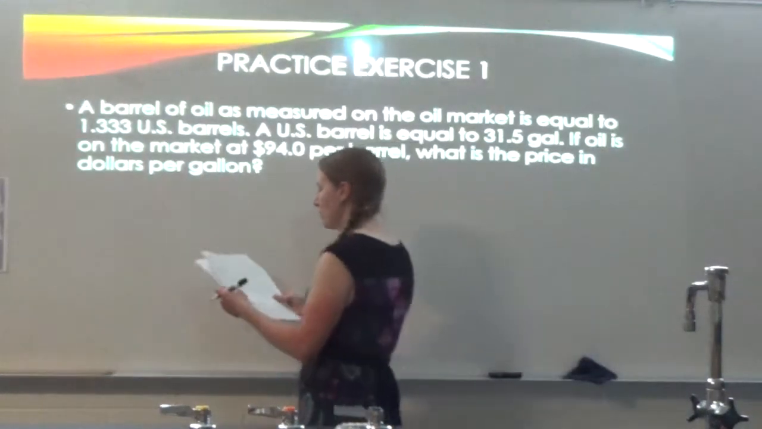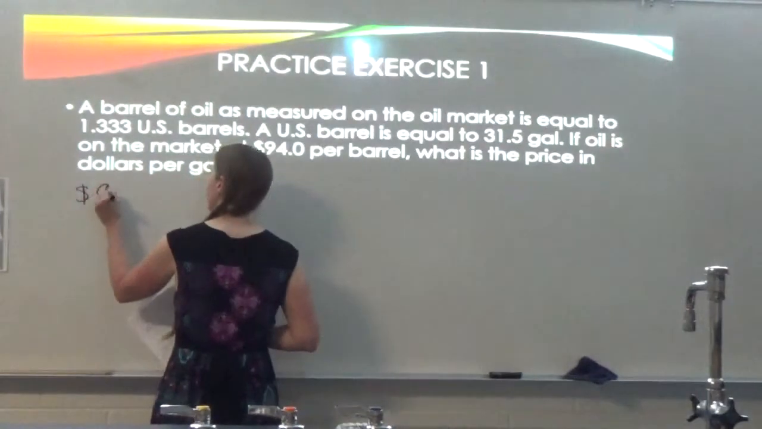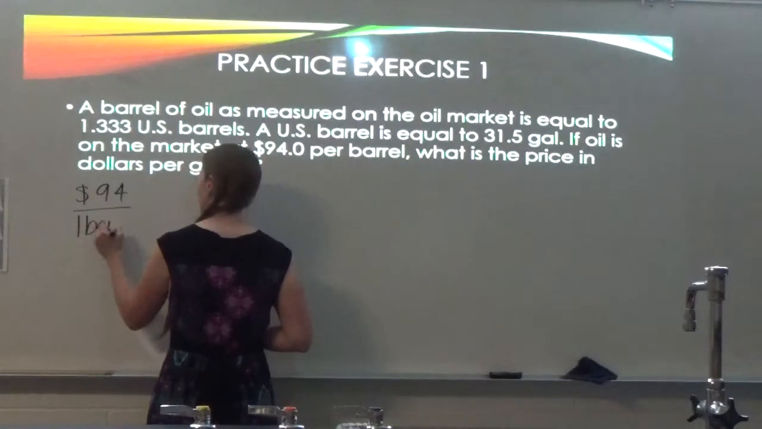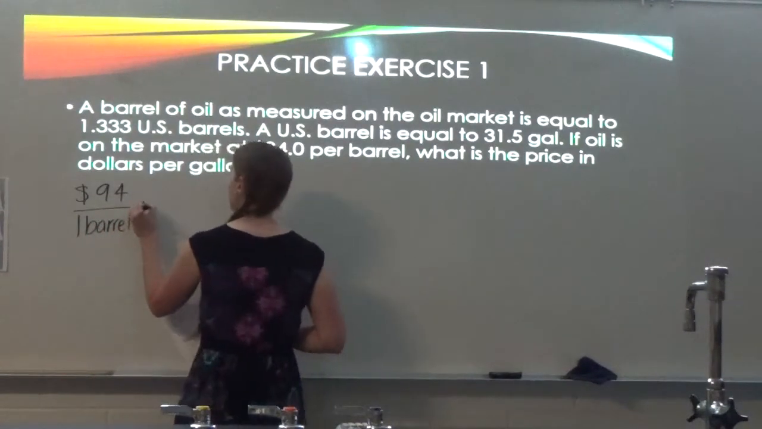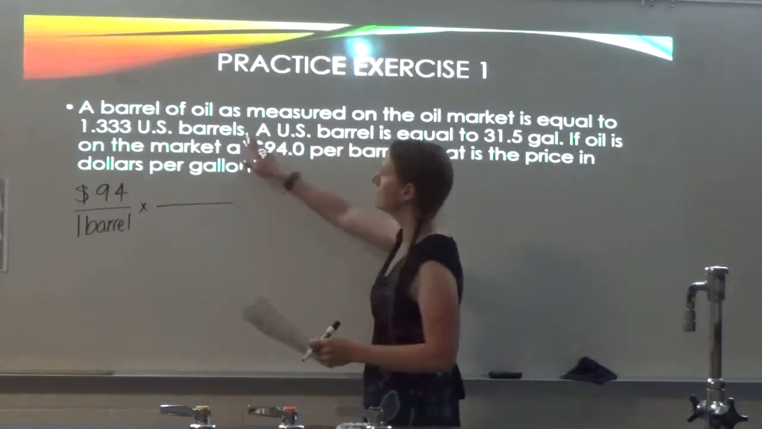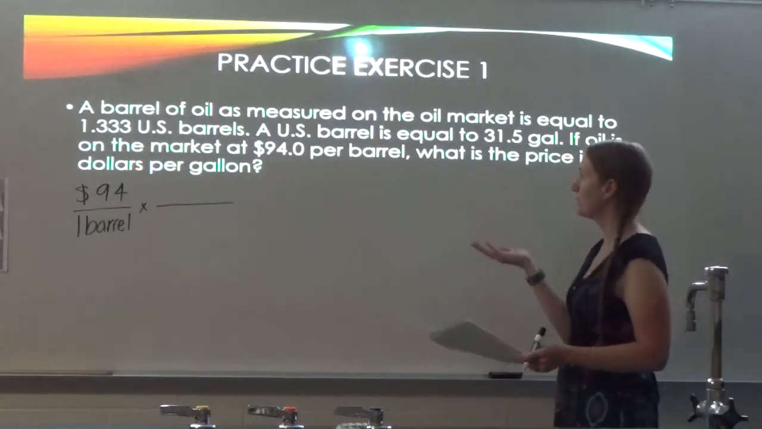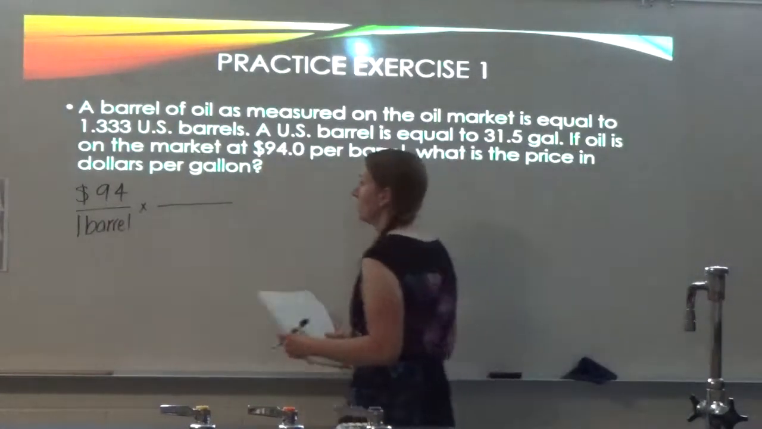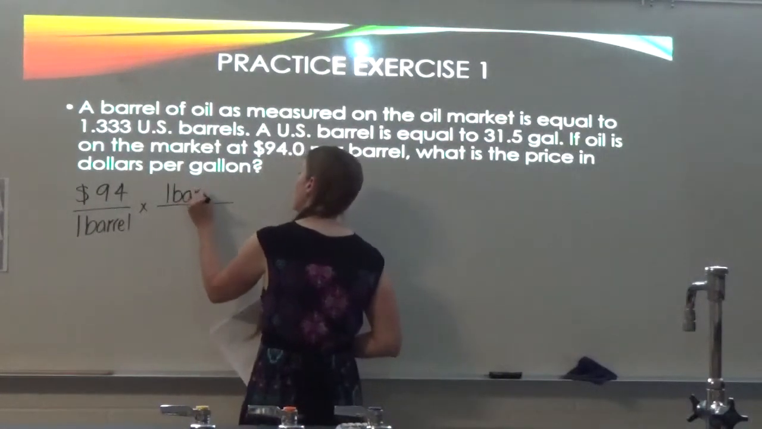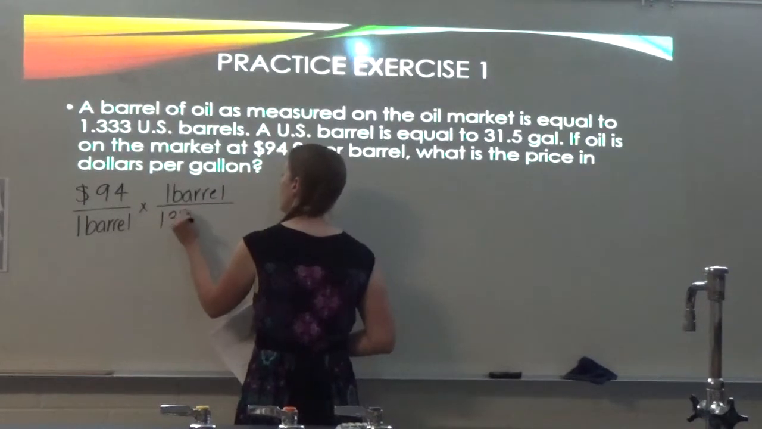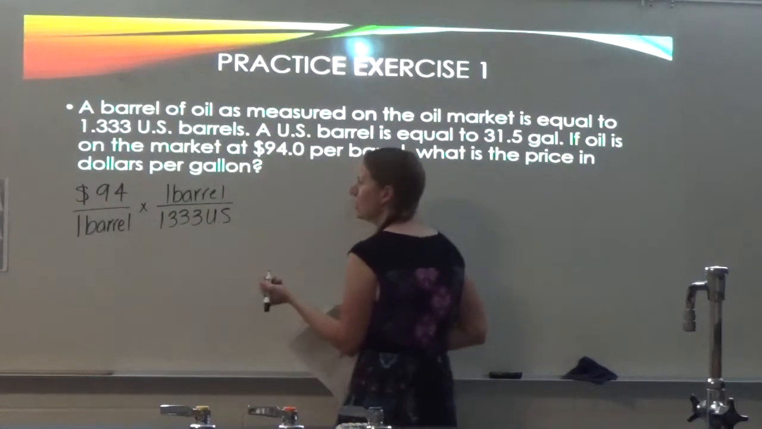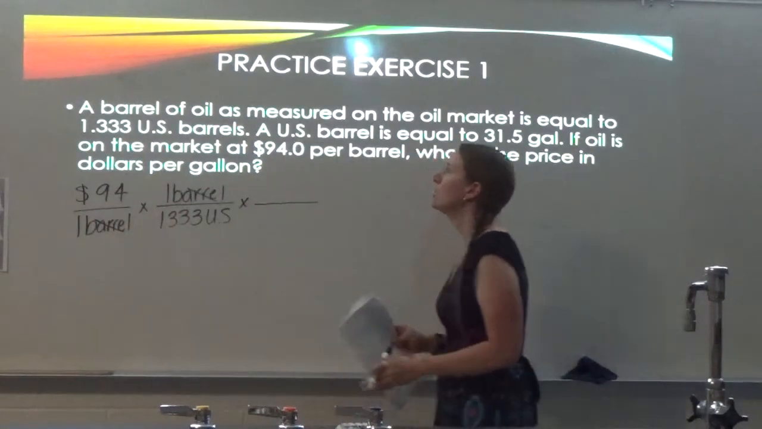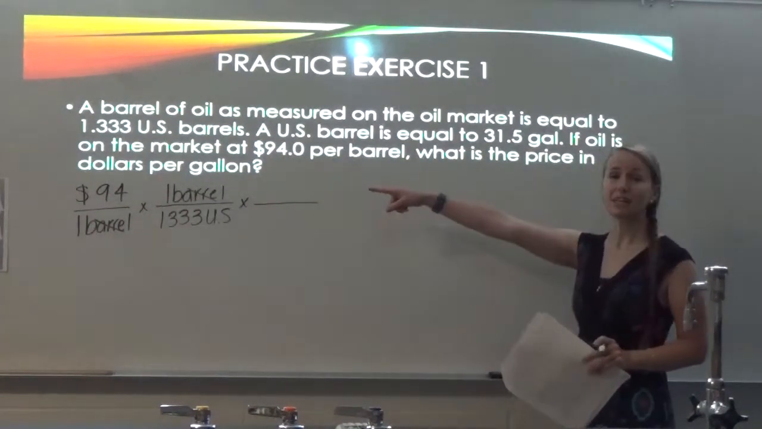Okay, so we're starting with $94 per barrel. All right, so the first thing I need to do though is notice it's talking about this U.S. barrels. Okay, so we've got to change barrel to U.S. barrel. So I put my 1 barrel on top, my 1.333, I'm just going to call it U.S. barrel on the bottom. So now we've made it to dollars per U.S. barrel. But remember, we're trying to get to dollars per gallon.